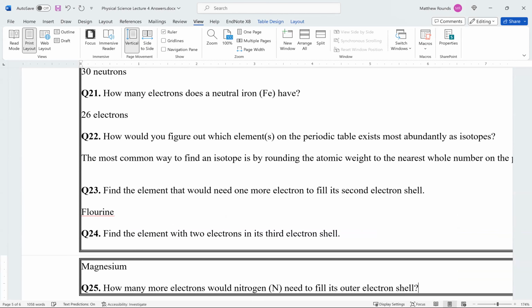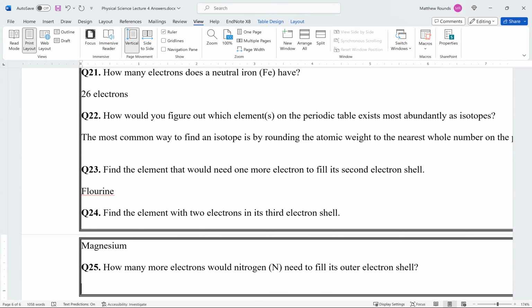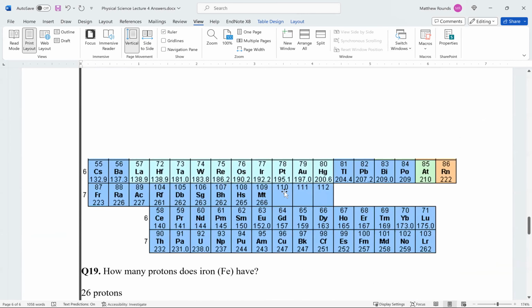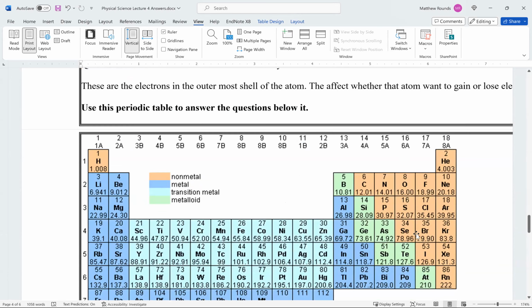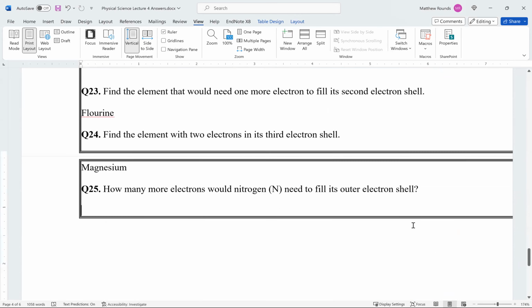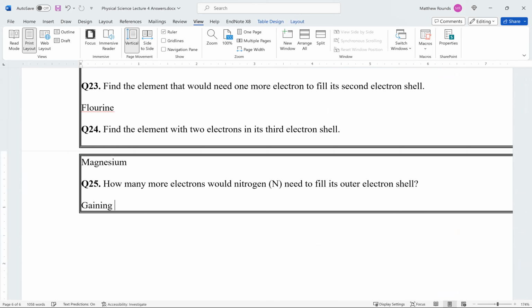All right. How many more electrons would nitrogen, N, need to fill its outer shell? If we go back, we've got to find nitrogen. There's nitrogen right there. We want to go to the right. So you need to add one, add two, add three to get to neon. So you'd want to add three electrons, or typically it's stated as gaining three electrons.